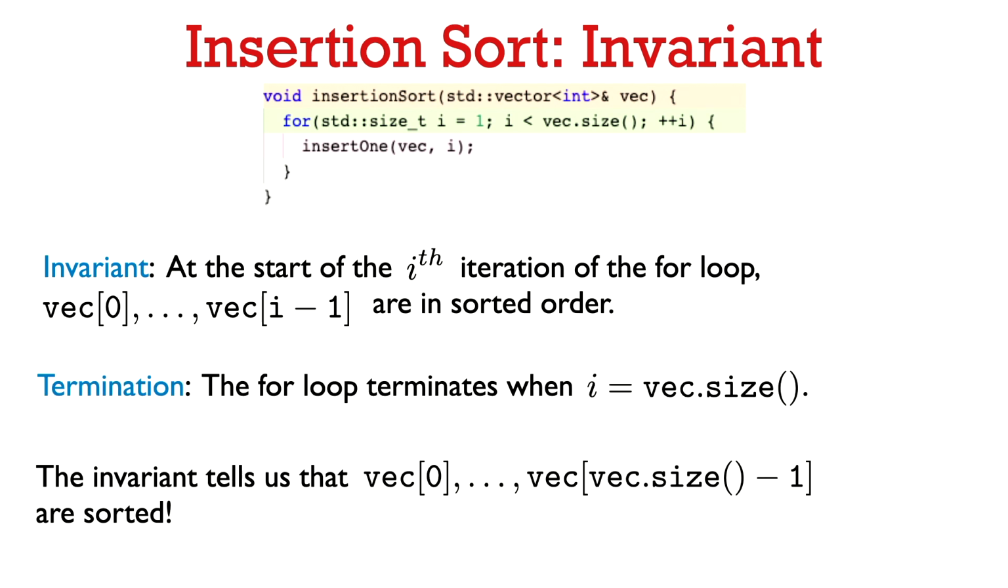By showing that the invariant holds at the start of the algorithm and showing maintenance, that if it holds at the start of the ith iteration, then it also holds at the start of the i plus first iteration, together these mean that the invariant holds throughout the algorithm. This is just like a proof by induction, if you've seen that before. Now let's see what the invariant holding at the end of the algorithm tells us. That is the termination condition. The loop terminates when i is equal to the size of the vector. At this point, the invariant tells us that vec of 0 through the last element of the array is sorted. And that's exactly what we want to show that the algorithm is a correct sorting algorithm.